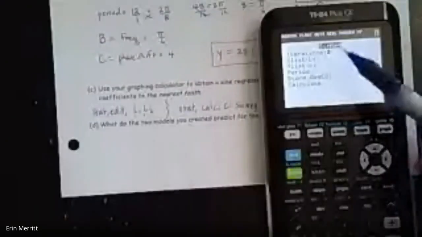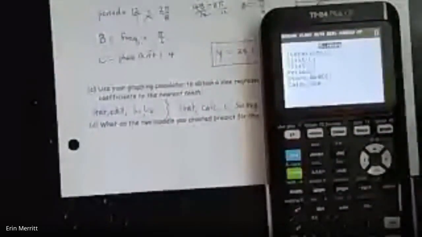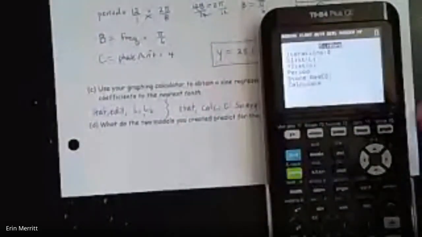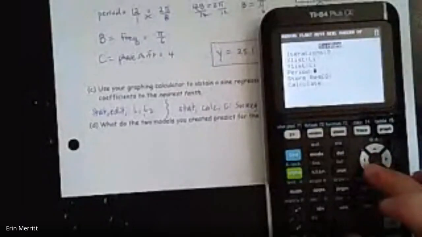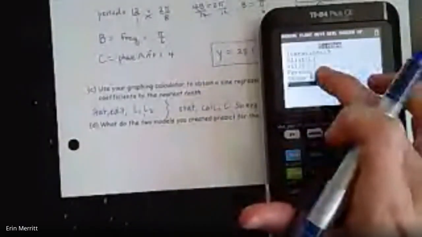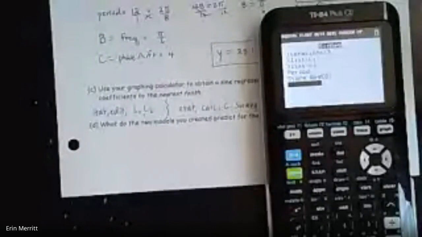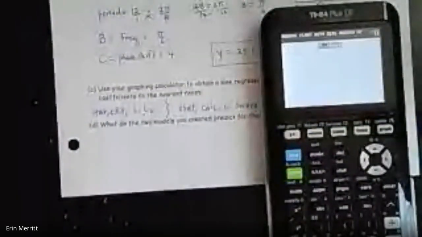Now what it's going to default to is the number of iterations is 3. Just leave that there. That's perfectly fine. Don't change that. X list is L1, Y list is L2. That's perfect. And don't put anything in for the period or storing the equation. You don't need it. So just hit enter. And then what it should give you is the values for the amplitude, the frequency, the phase shift, and the midline.